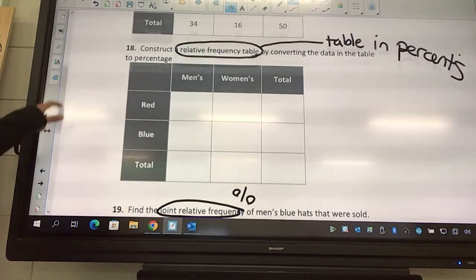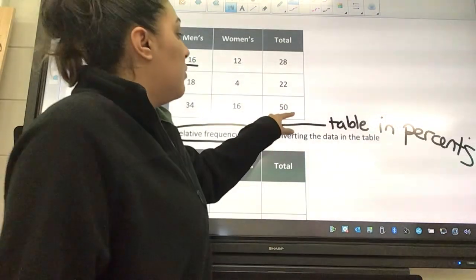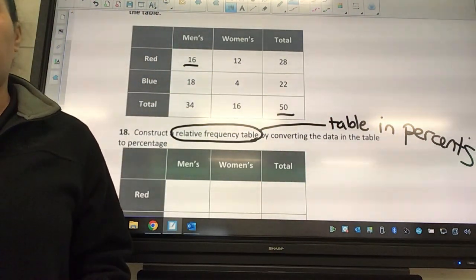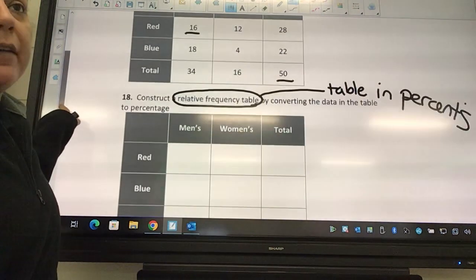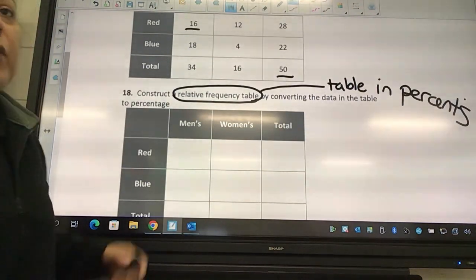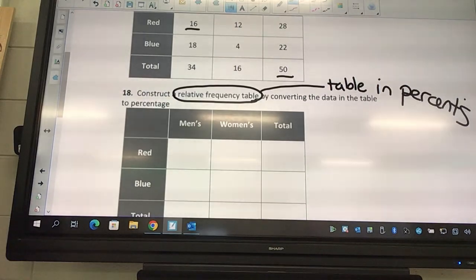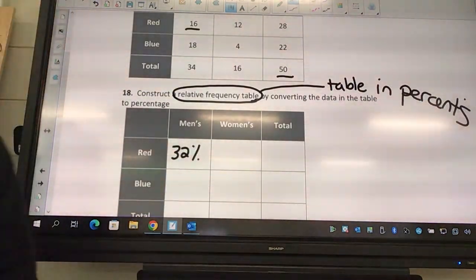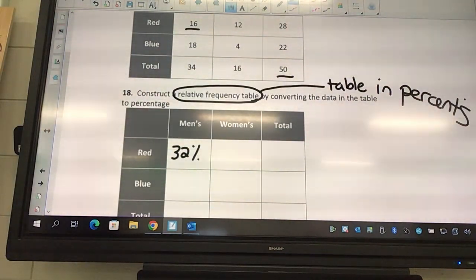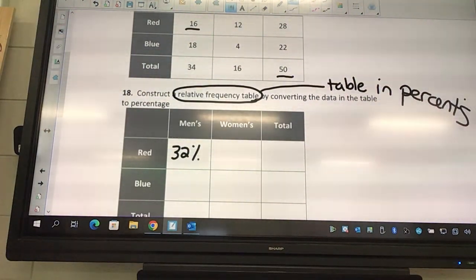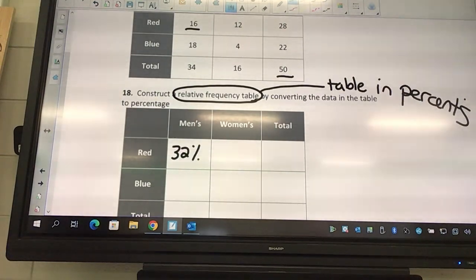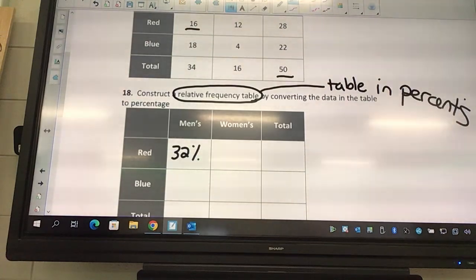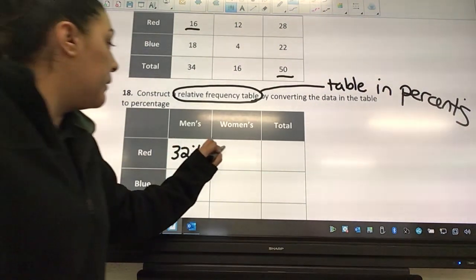So you're going to say 16 divided by the total number, which is 50. Type that on your calculator. What do you get? So what is that in a percent? What is 0.32 in a percent? 32%. So you're going to say 32%. Okay, now you're going to do women's red, which is 12. So you're going to say 12 divided by 50. So what is that in a percent? 24%.